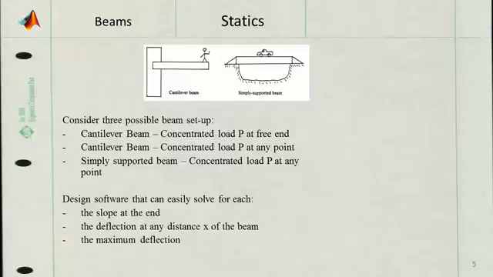One, where there's a concentrated load P at a free end, just like the stick figure right here. Or a concentrated load P at any point, so imagine this stick figure anywhere. Or we have a car idea on a beam that is supported at both ends. Regardless of the setup, we should be able to calculate the slope at the end, the deflection at any distance x of the beam, so how much of a deformation we get from the load being in a specific position, and the maximum deflection. So regardless of where we are, we want to know where the maximum deformation is.